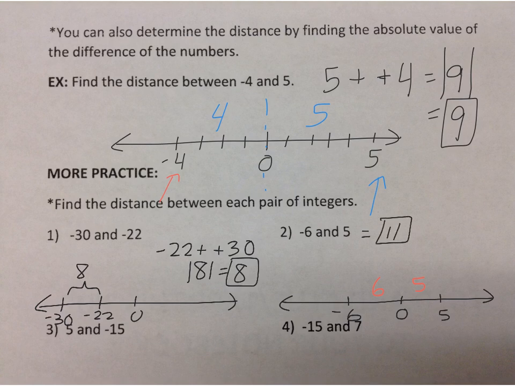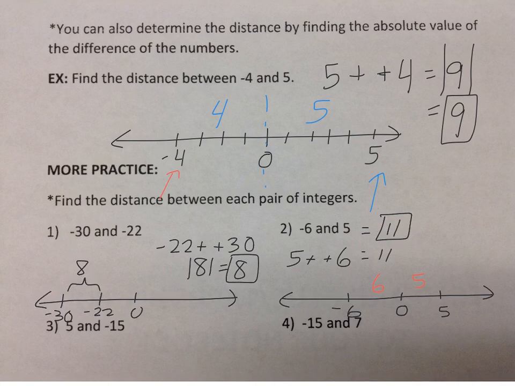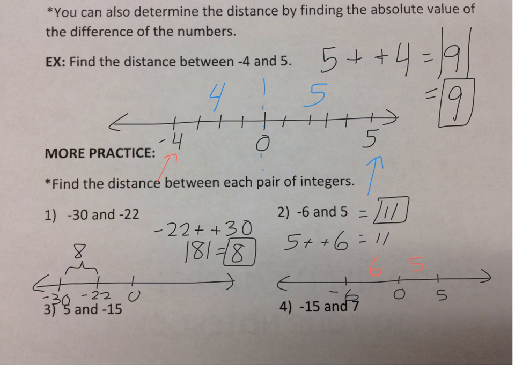We can also use finding the difference and then the absolute value. So we start with our end point, which is 5. We subtract our beginning point, which is negative 6, and I can use the additive inverse here, and I'll still get 11. Number 3, 5 and negative 15.